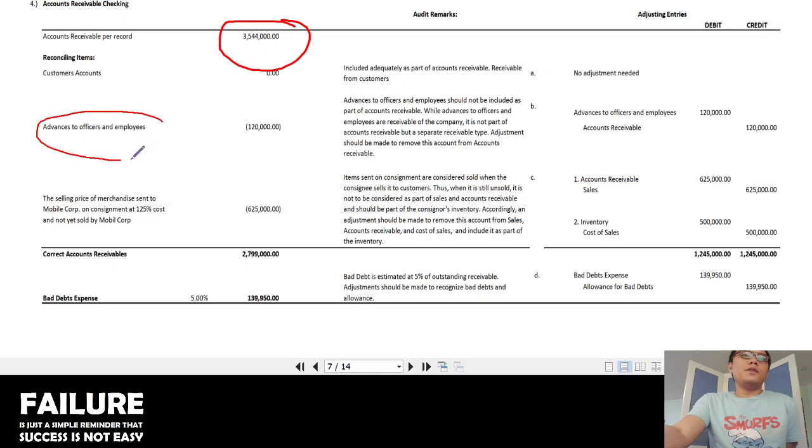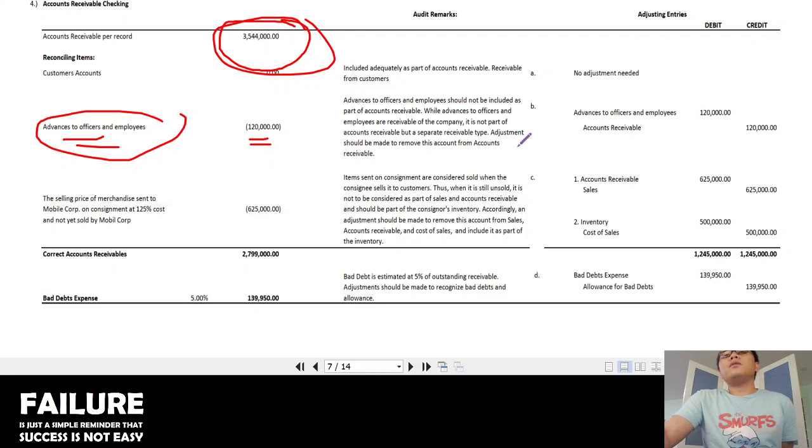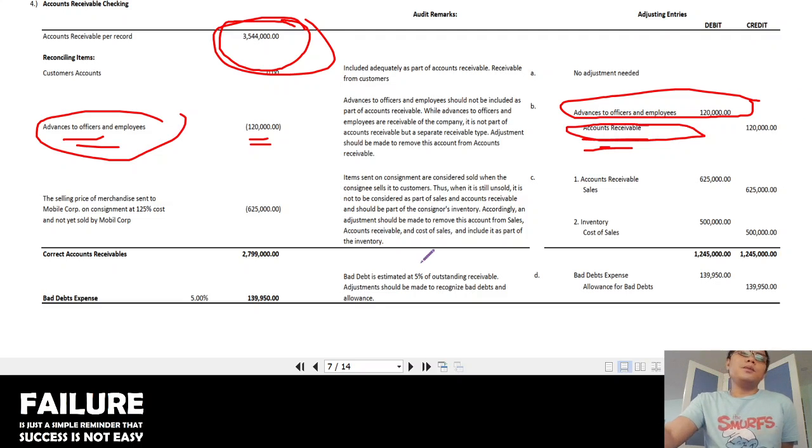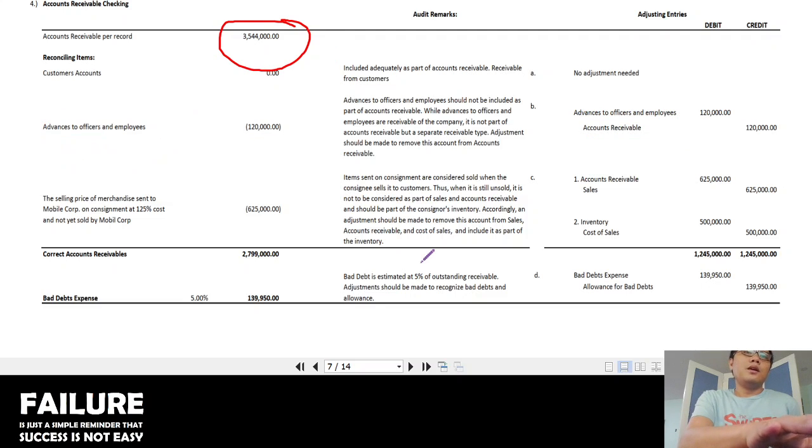Itong advances to officers and employees class, tama siya, okay? In the sense na receivable nga siya kasi yun nga, advances to officers and employees. May advances na binigay tayo para sa officers and employees. Receivable siya, correct. However, what is wrong is that this is not accounts receivable. Di ba? This is other receivable. So, we should deduct this in the balance of accounts receivable. So, adjusting entry natin dyan, recognize the other receivable as advances to officers and employees, then credit the accounts receivable. Di ba? That is our adjustment.